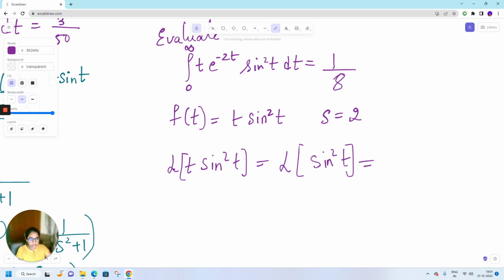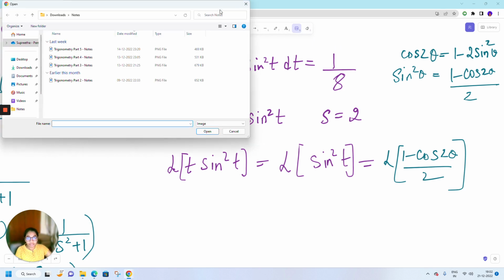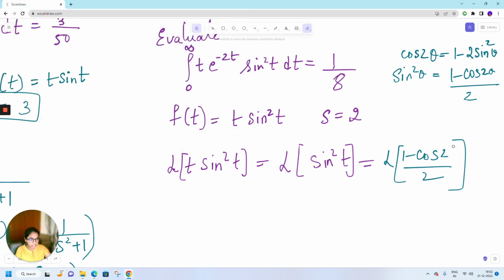Okay, what is the Laplace of sine square t? I don't know the Laplace of sine square t, right? So let me use a trigonometric formula. Which formula would you use? We have cos 2 theta is equal to 1 minus 2 sine square theta. So sine square theta would be 1 minus cos 2 theta divided by 2. So find the Laplace of 1 minus cos 2 theta divided by 2. In place of theta, we have here t, right?